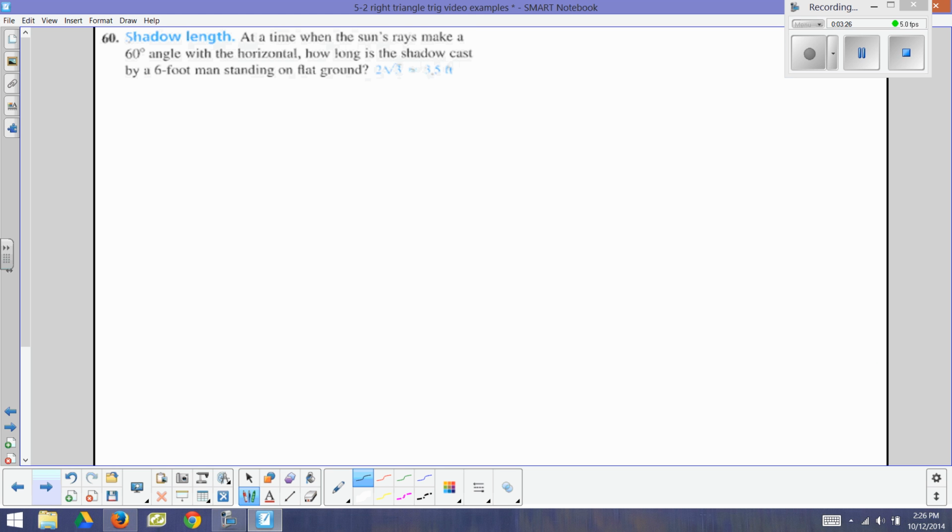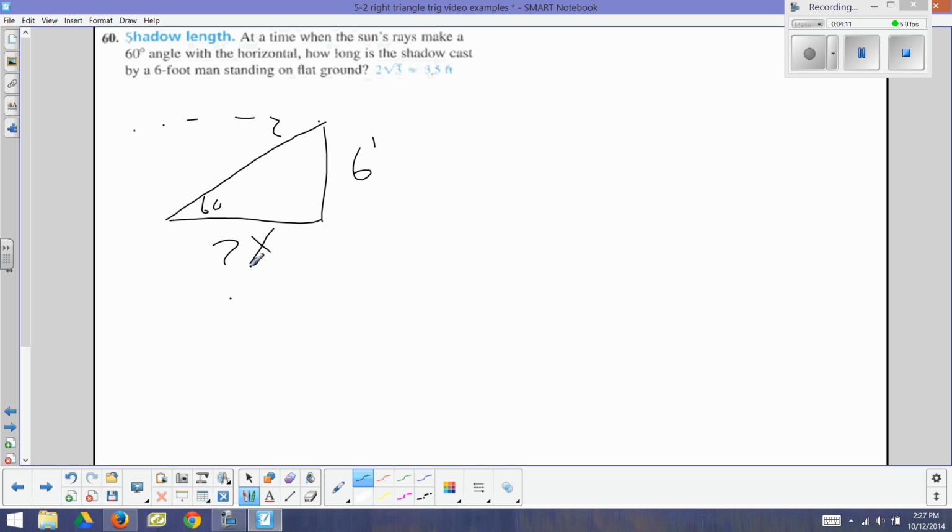60, a shadow length. At the time when the sun's rays make a 60-degree angle with the horizontal, how long is the shadow cast by a 6-foot man standing on the ground? So here's a man, he's 6 feet tall. And there's a shadow there. And I don't know how long that is. That's what I want to know. And it says, at the time when the sun's rays make a 60-degree angle with the horizontal, so that's 60, or if you want to look at it this way, that's 60. So that's my x I want to find.